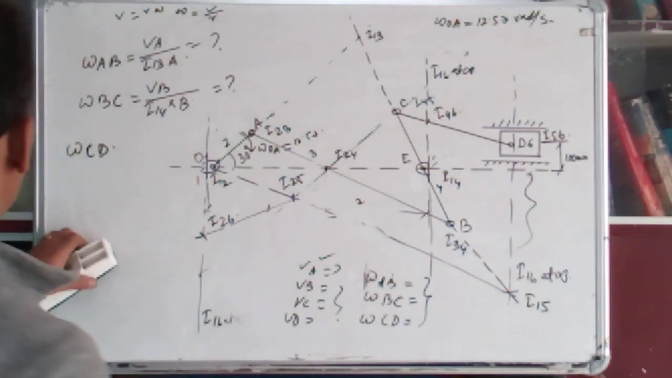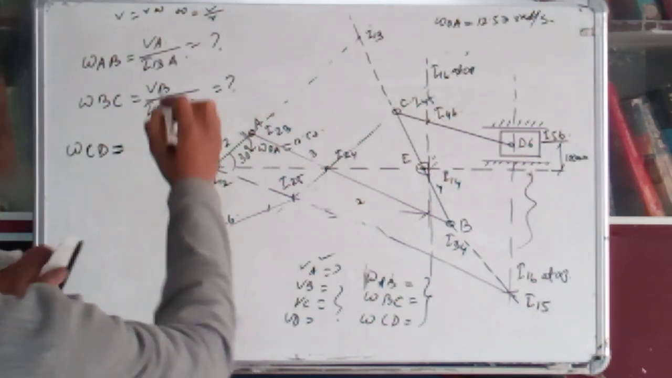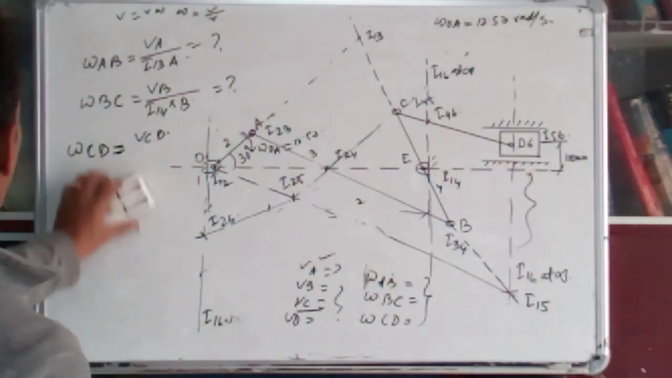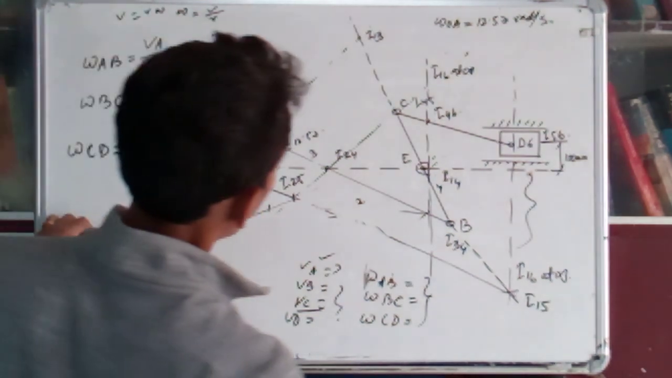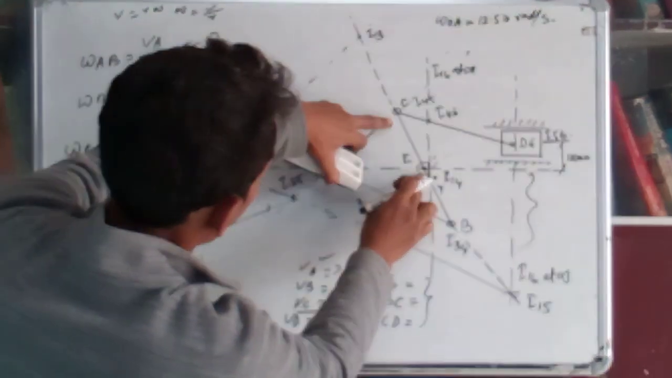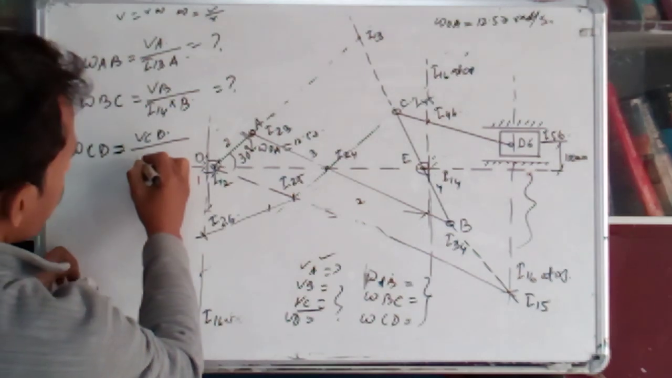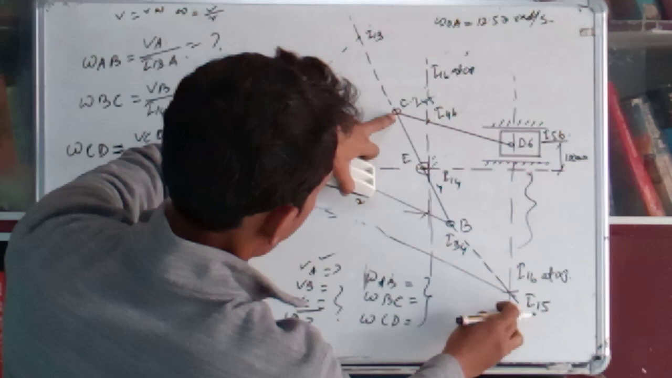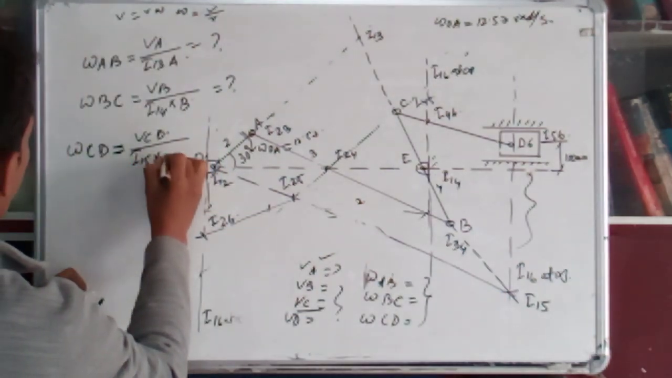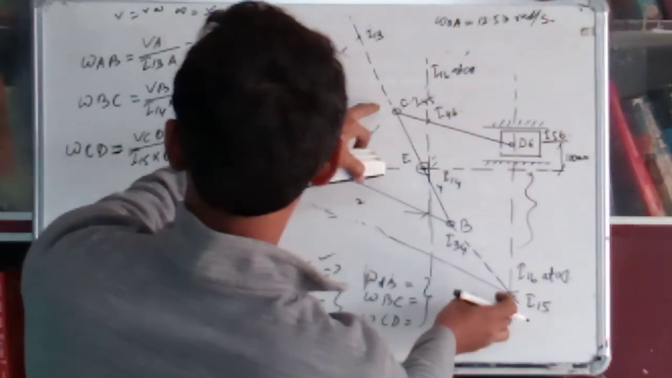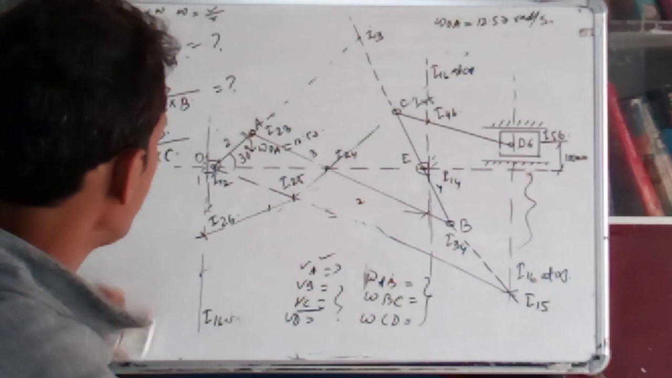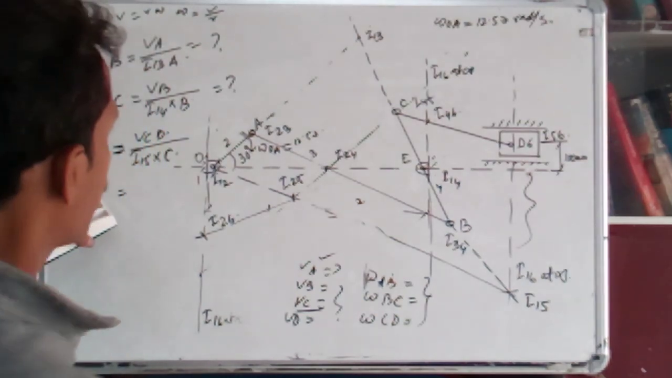Next, we have to find the angular velocity omega CD. VC is already known. With V equal to R omega, I15 is the instantaneous center of this link, so the radius will be I15C. That distance is known, so omega CD is also known, and we find the angular velocity of CD.